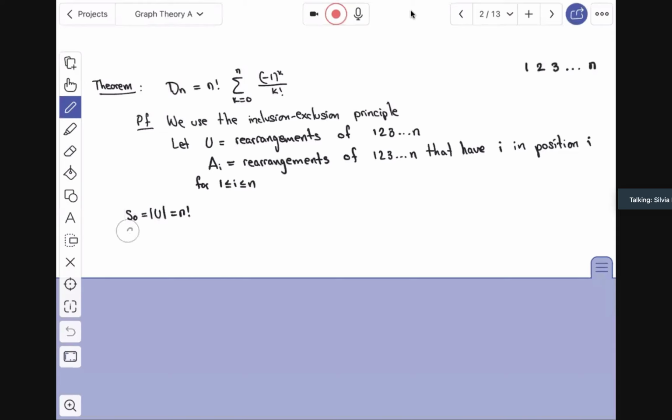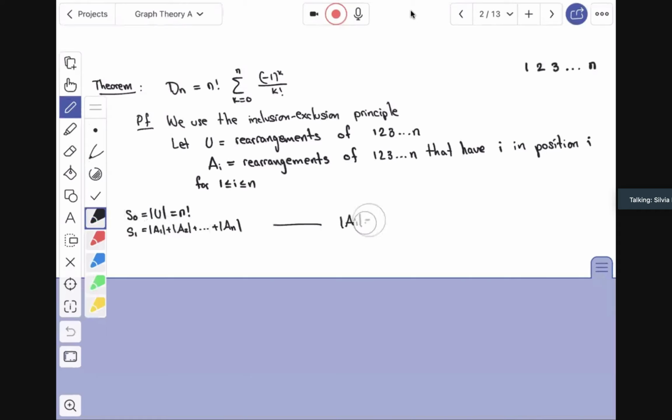And then in order to find S1, I need to find the size of each AI. Remember, S1 is the sum of the size of A1, the size of A2, all the way to the size of AN. And so I need to figure out what is the size of AI. In most of the problems, there is some symmetry, like all the AIs behave the same way. And so you can count for 1 and then just multiply for however many you have.